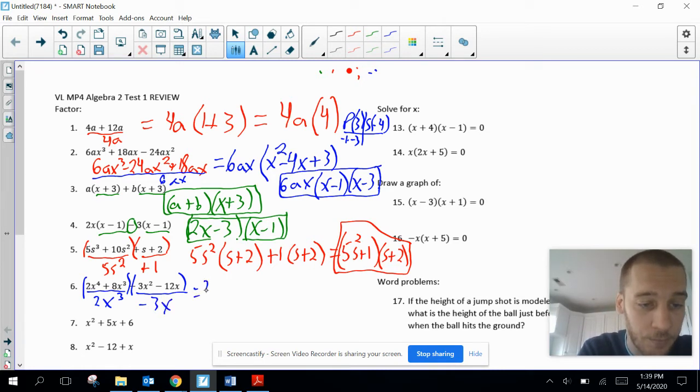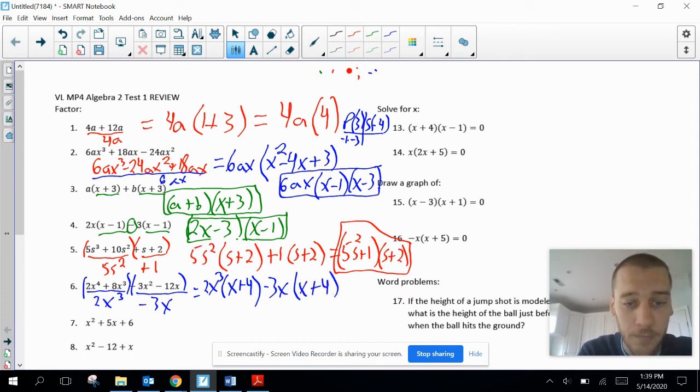So I would have 2x cubed. That's the GCF I pulled out. And what's left will be, what's that, x plus 4. And then right here, when I pull out the negative 3x, what's left is going to be x plus 4 also. And since they both have the x plus 4, my final answer is going to be these two things in front, 2x cubed minus 3x. And that's going to be multiplied by the same thing that they have left over, x plus 4.